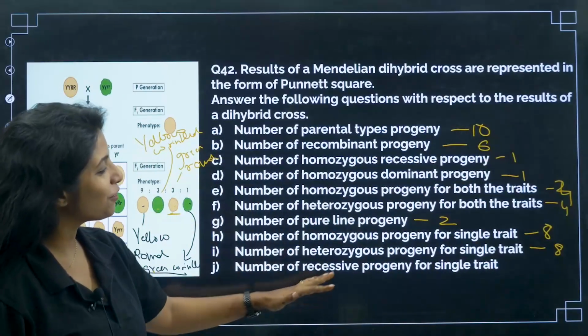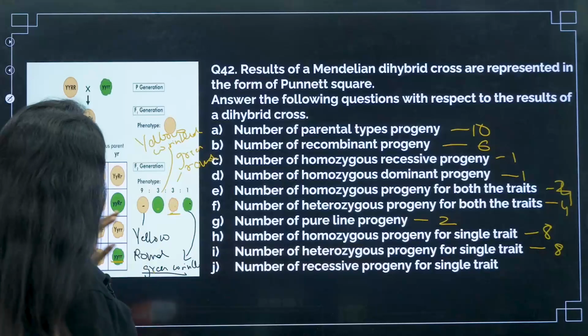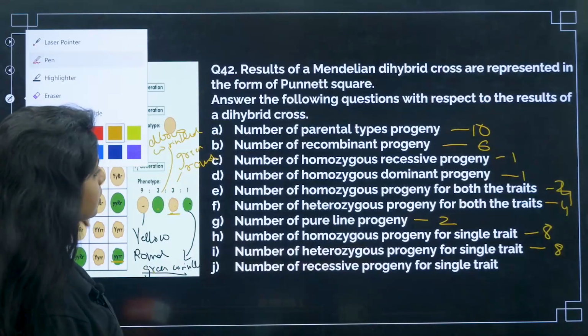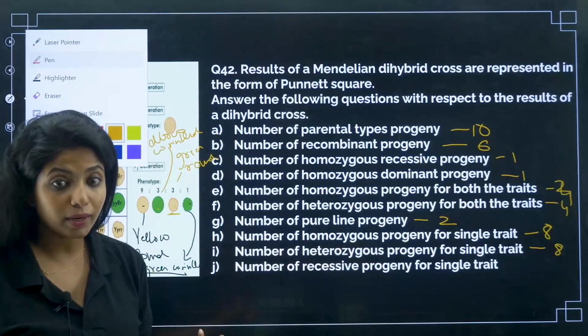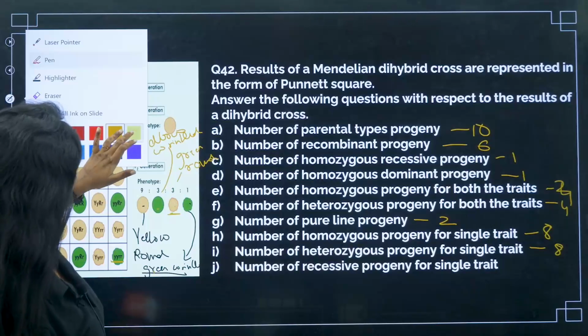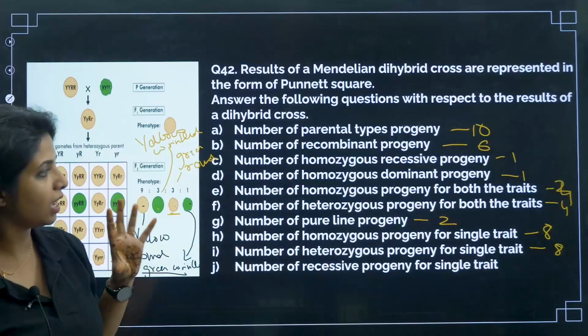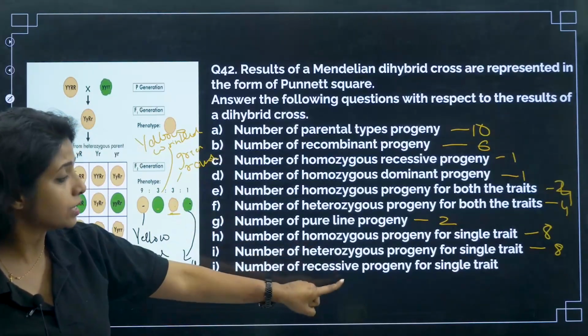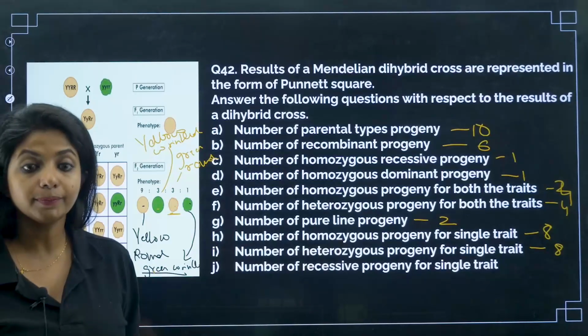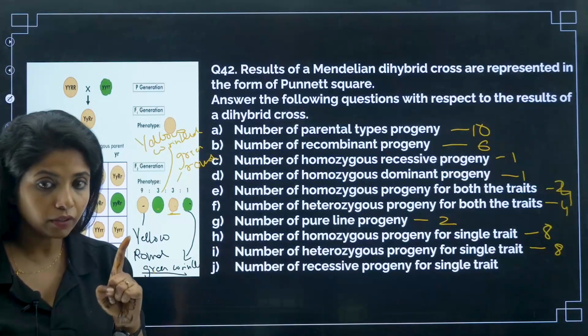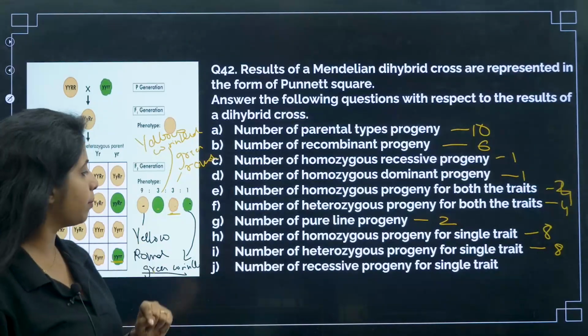Now, number of recessive progeny for single trait. You know, human beings are always prone to make mistakes. So even I can make mistakes. It's quite common, right? But I don't want you to bear the cost of my mistake. That's why I just reject. Now, number of recessive progeny for single trait. It should be recessive for a single trait, my dear children.